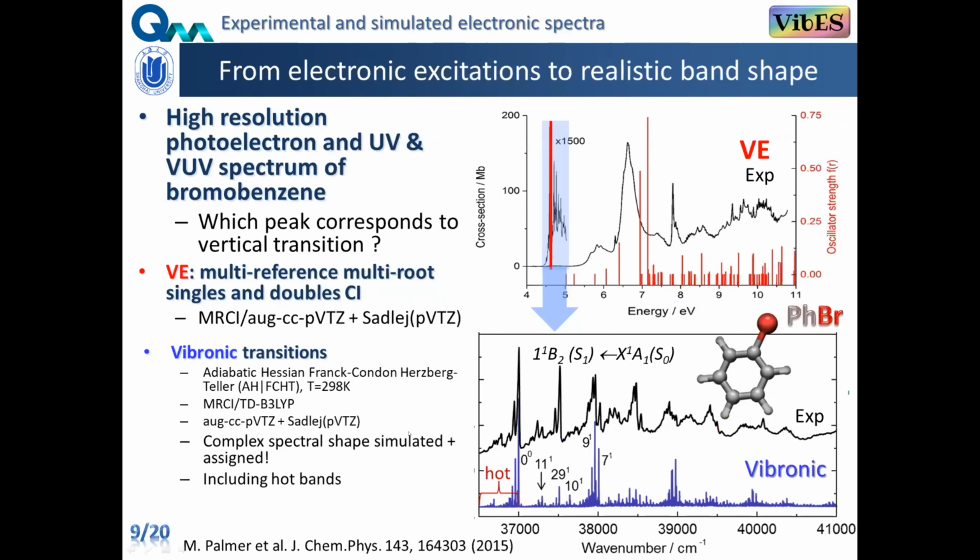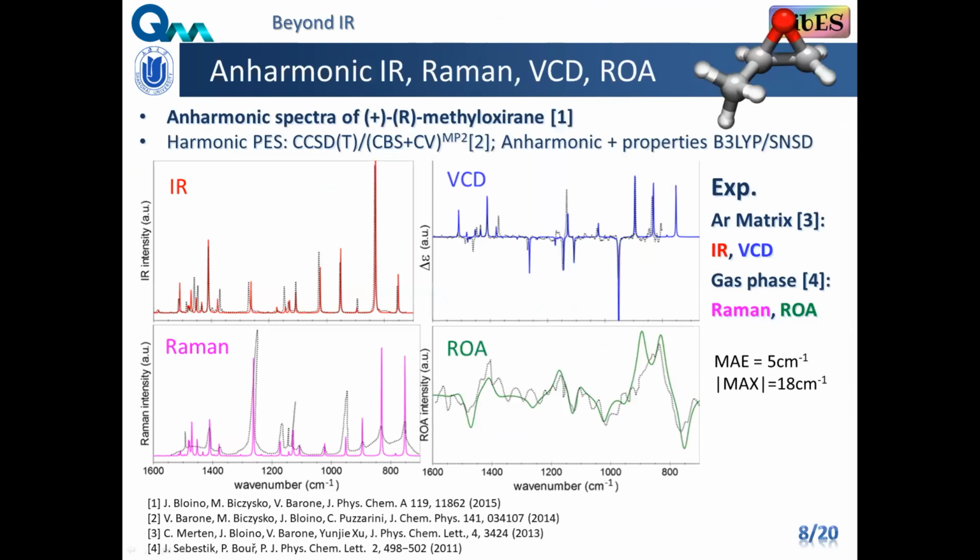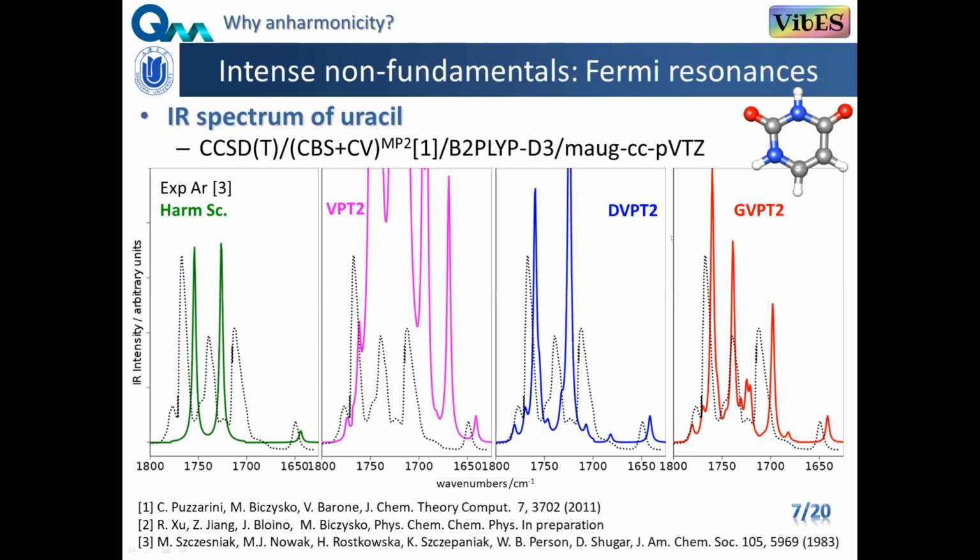If we go to look at the non-fundamental transitions, they can actually also be very intense. So this is the case of uracil, which has the Fermi resonances. And if we take the harmonic scale, we have just two strong bands in this region. If we move to the best anharmonic model, we can represent this very complicated pattern with some very strong transitions, which are comparable in intensity to the fundamental ones.